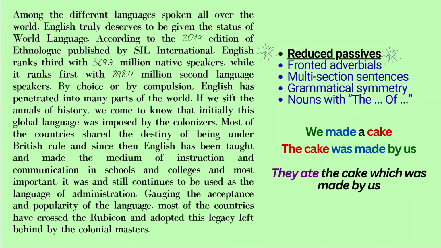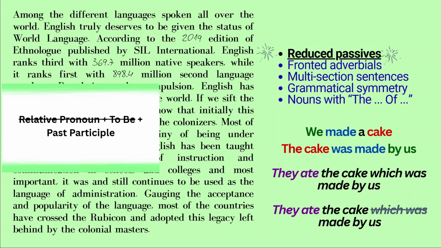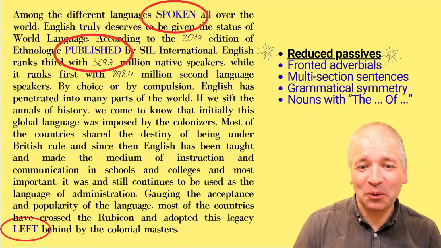They ate the cake, which was made by us. We can reduce this passive by deleting the relative pronoun and the verb to be, just leaving the past participle. They ate the cake made by us. And this comes up several times in this journal article.